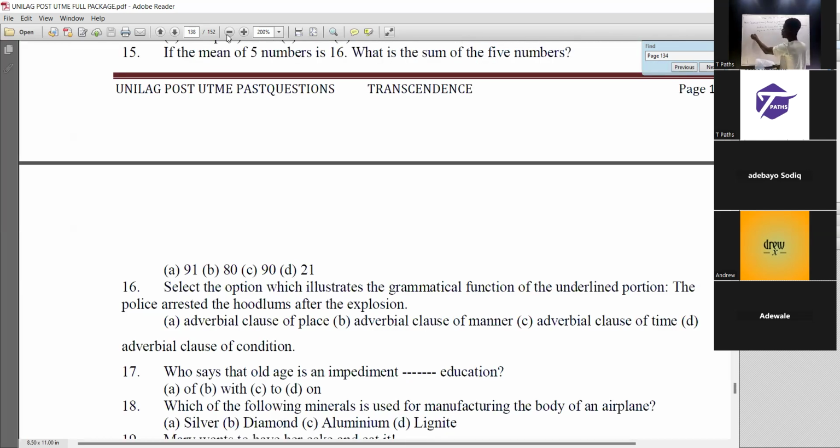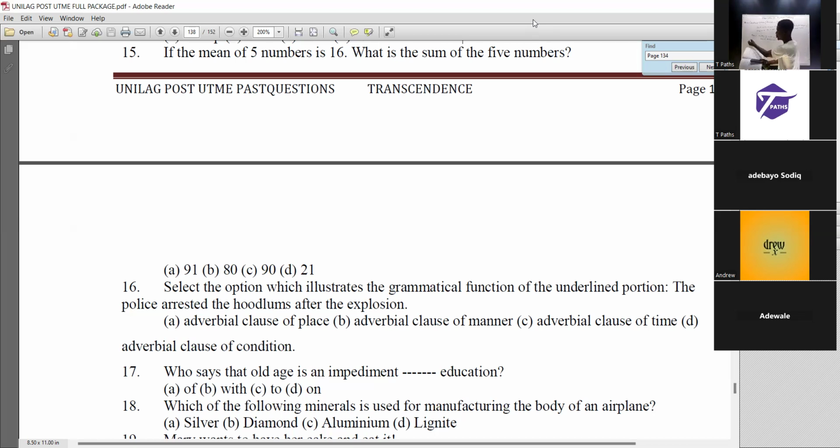The mean of 5 numbers, obviously, is the sum over the number of observations. This is the formula for mean, right? The sum of observations over the number of observations. Now, listen, we are told that the mean of the 5 numbers is 16. That tells us that the number of observations is what? The number of observations here is 5.